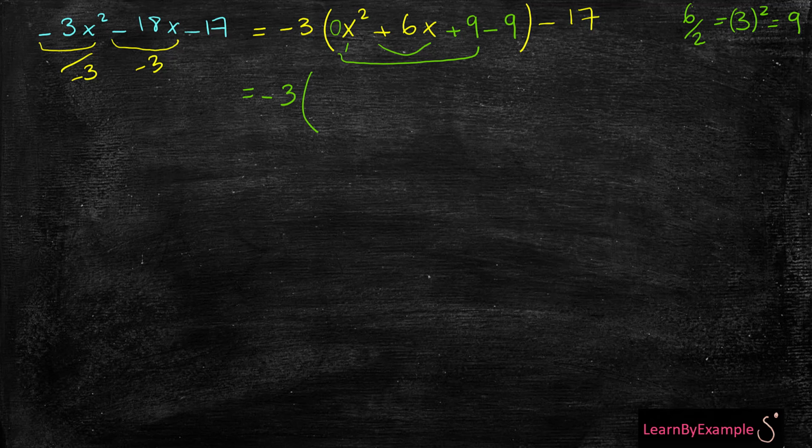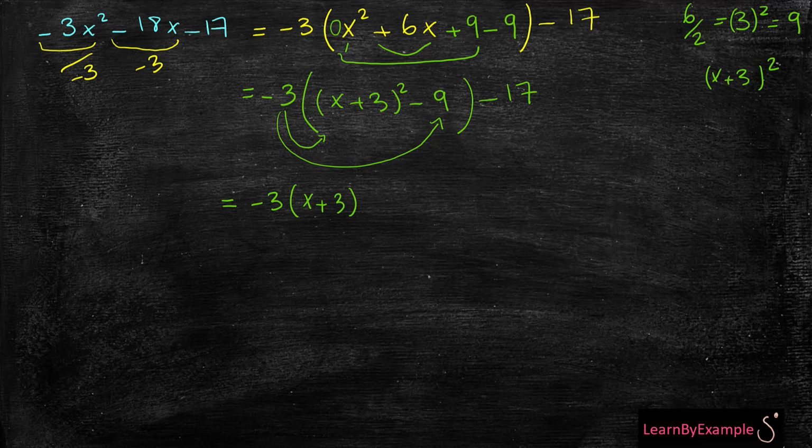And the first three terms for me are a perfect square of x plus 3 to the power of 2. We've seen that in a different example as well. So I'm just going to write that out, and then I have a -9. Close the bracket and write the -17 outside, exactly how it was before. Now the next step is to expand the -3 into the bracket that I have here. So this whole thing is going to be equal to -3 times x plus 3 to the power of 2, and then I have a -3 multiplied by a -9. So I will have a positive 27.